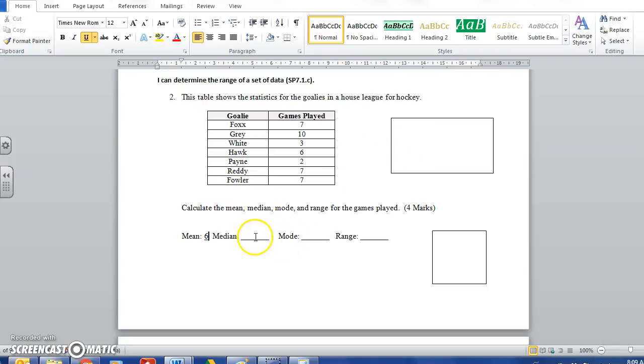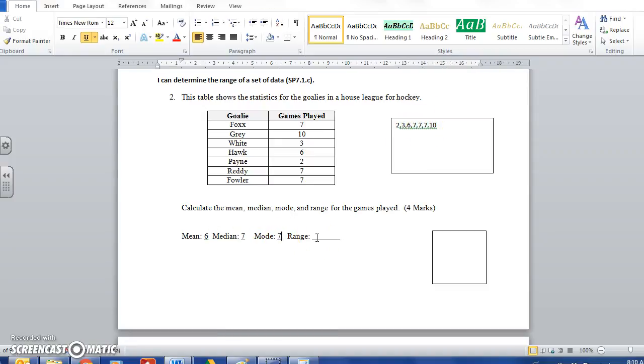My median, I need to find the middle number. In order to do that, I need to put them in order. So I'm just going to list them out quickly. 2, 3, 6, 7, 7, 7, and 10. If I eliminate one number from the side each at a time, my median is going to be 7. My mode, the number that occurs most often, you see here I have 3 number 7s, so my mode will be 7.